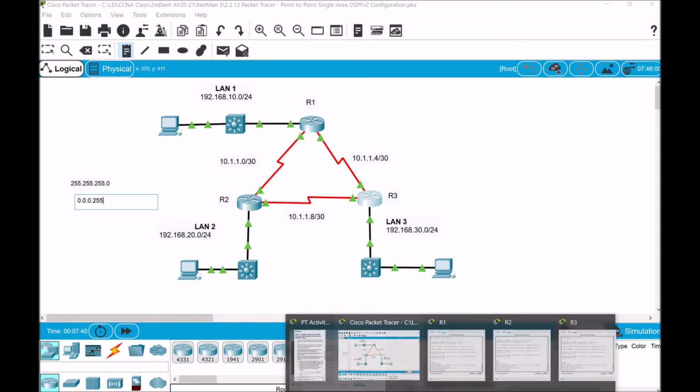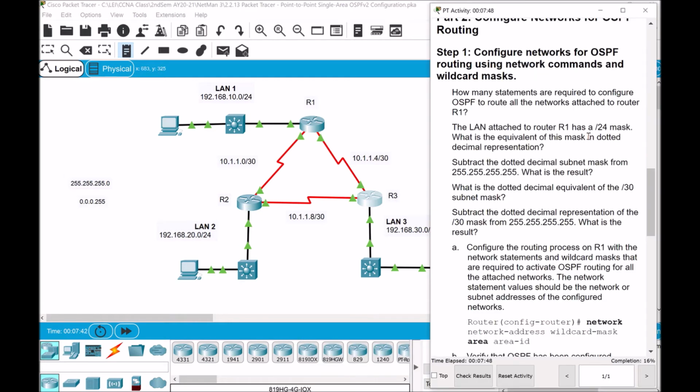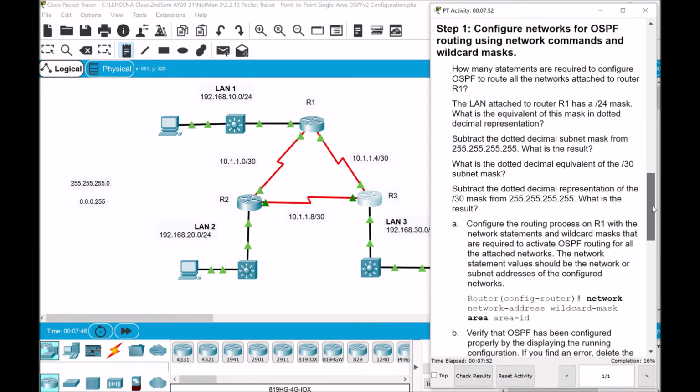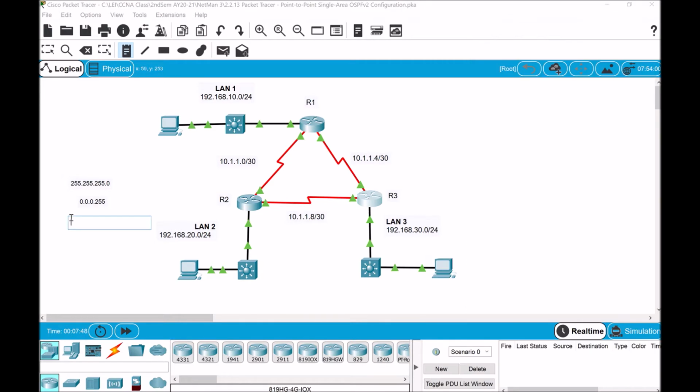Okay, next question. What is the dotted decimal equivalent of the /30 subnet mask? If it's a /30, we're left with just 2 bits of the host portion. So we have 255, 255, 255, and for the last octet, you just subtract 2 bits, so that's 252.